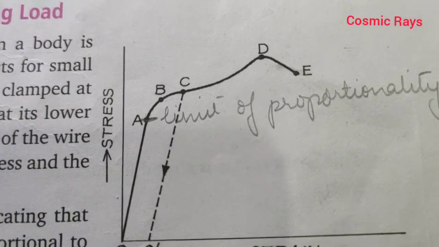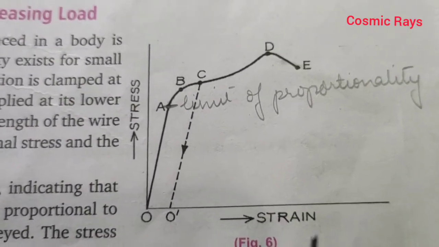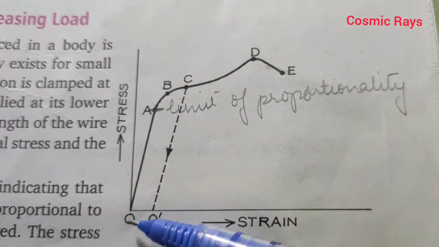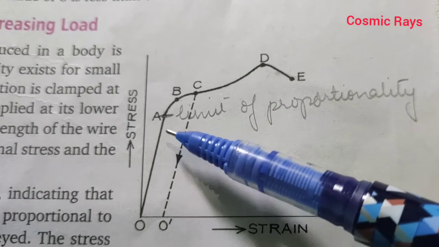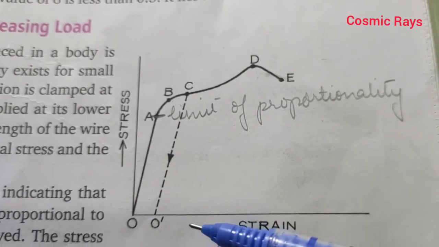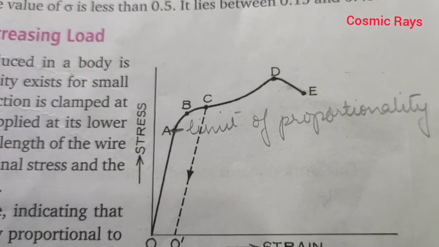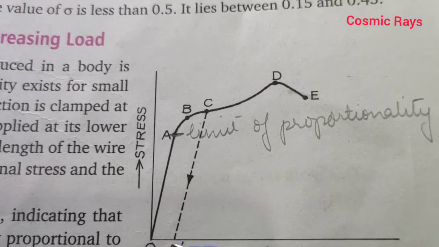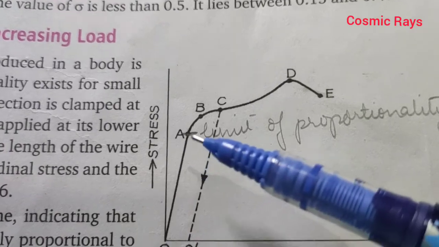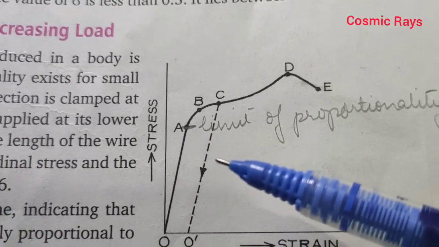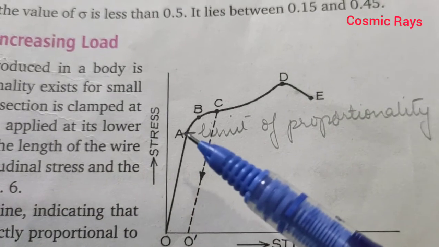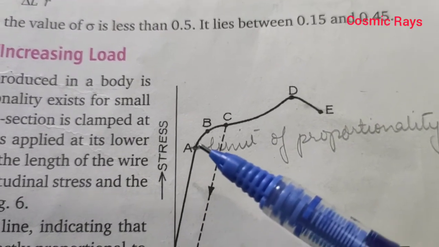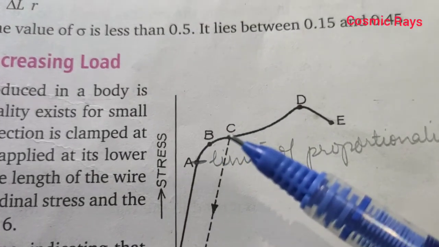Now we have to understand this graph initially from point O to A. Here if you see this line, point O to A, then we find that stress and strain are proportional to each other, and that is nothing but Hooke's law. So we say that from point O to A, Hooke's law is obeyed, and point A is known as the limit of proportionality. Now what we do is we continue to increase the load.